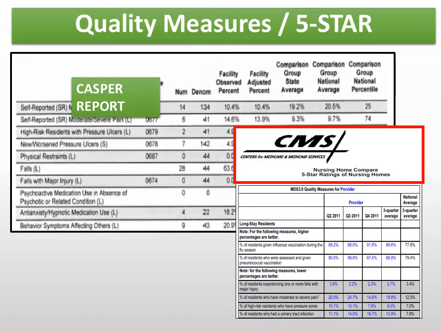Thank you, Sheila. Let's now examine some of the tools that we have readily available to us. Both the CASPER report and the CMS 5-star report provide a wealth of objective measurements and information on both an individual, state, and national level. It is critical that facility staff and other users of this information understand how this data is obtained.